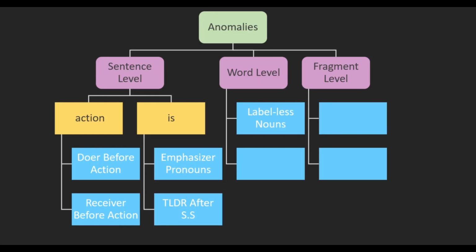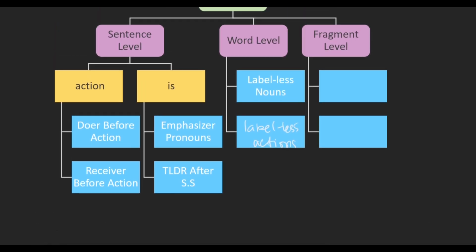Okay, we looked at our first word level anomaly last time, and now we're ready to look at our second one. Last time we looked at nouns without labels. This time we're going to be looking at something kind of similar: actions that are missing their ending indicators. I'll call them labelless actions for short, even though we call them indicators and not labels, just for continuity's sake and brevity.